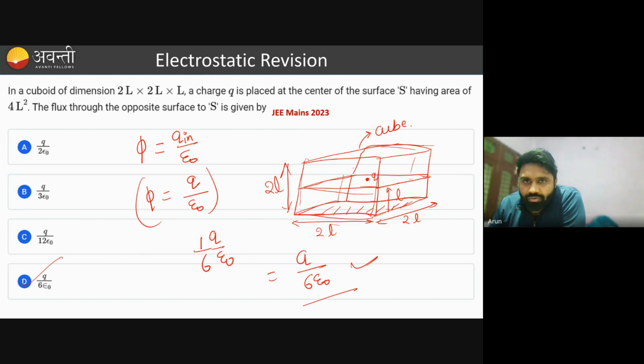So what you need to do, you need to place a cube of similar dimension and cover this charge, and then you calculate the total flux through that, and by that you can calculate for the surface. So the flux through any surface of the cube will be 1/6 times the total flux. Got it? Now, if you have any kind of question, you can ask.